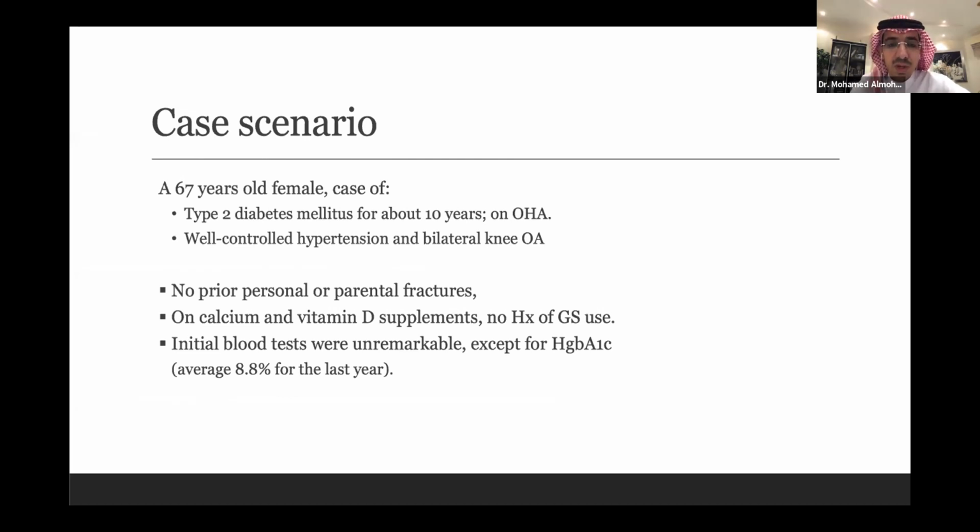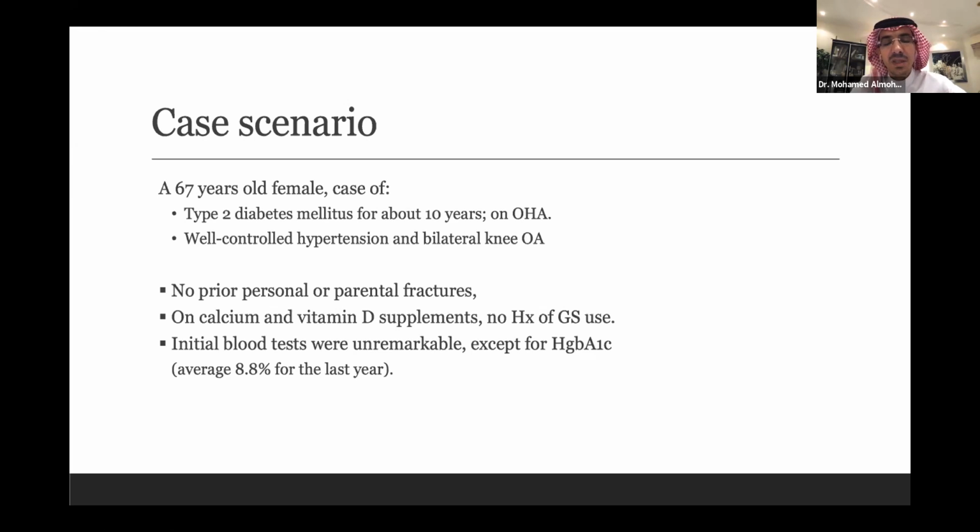She has well-controlled hypertension on amlodipine, and she also has bilateral knee osteoarthritis. She reported no prior personal or family history of fractures. She's maintaining a good amount of calcium and vitamin D supplementation. She has no previous exposure to glucocorticoids or other medications that might cause further bone loss.